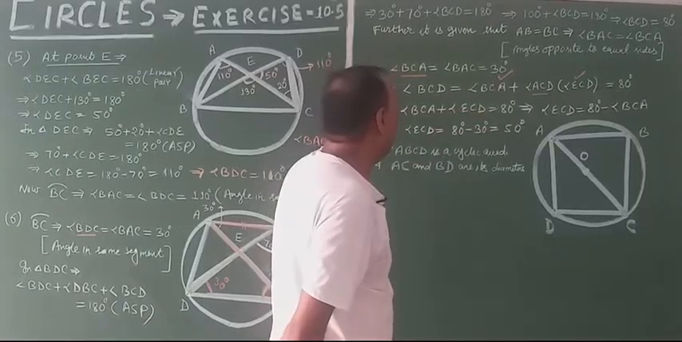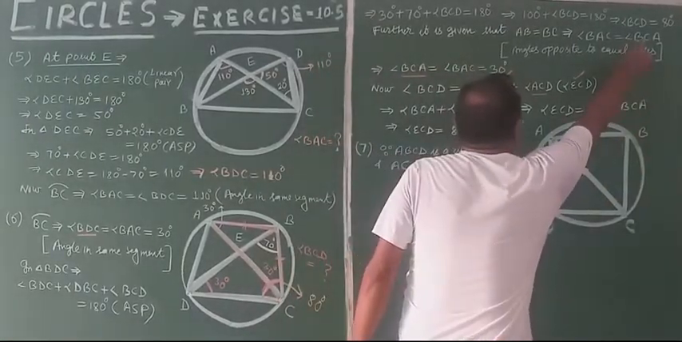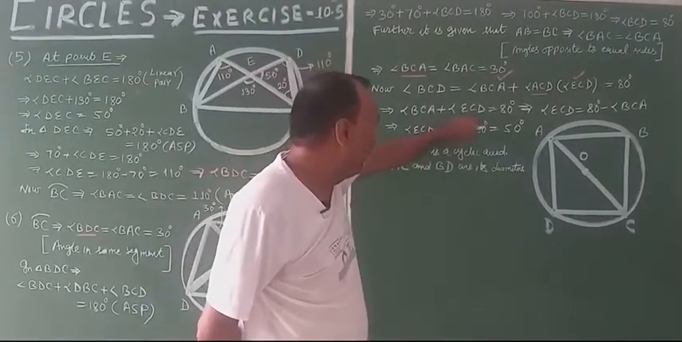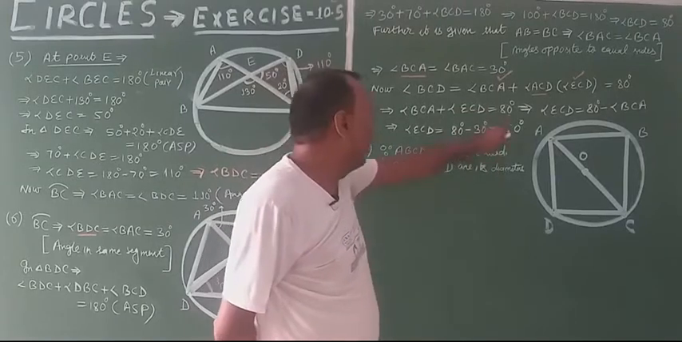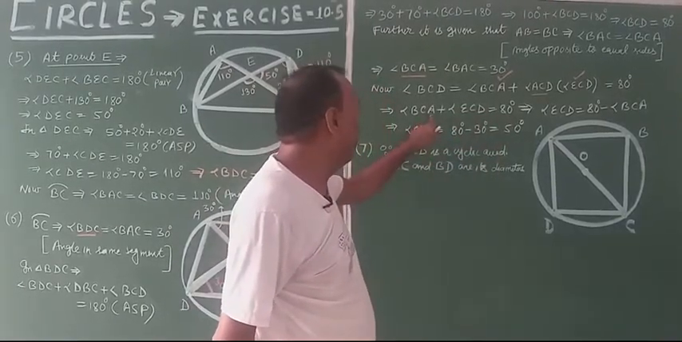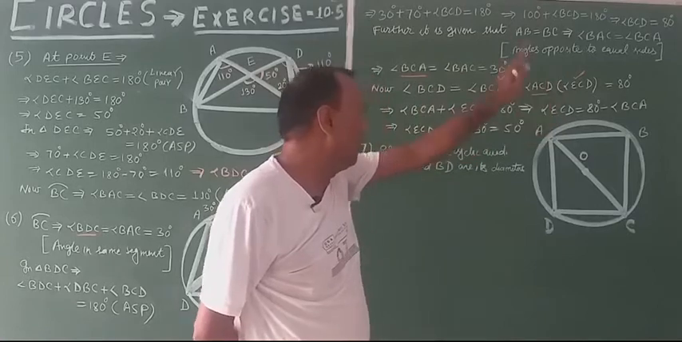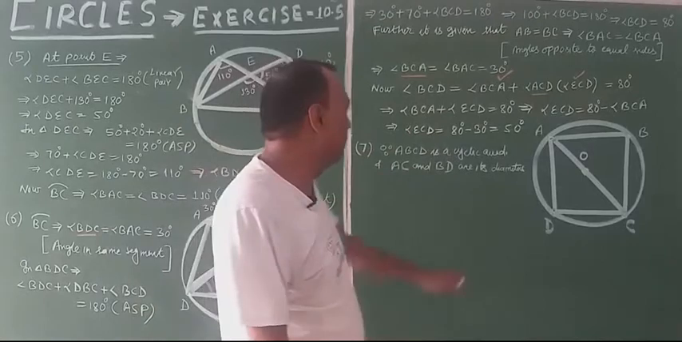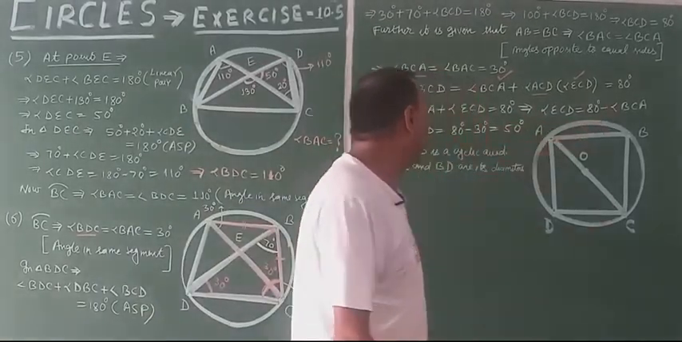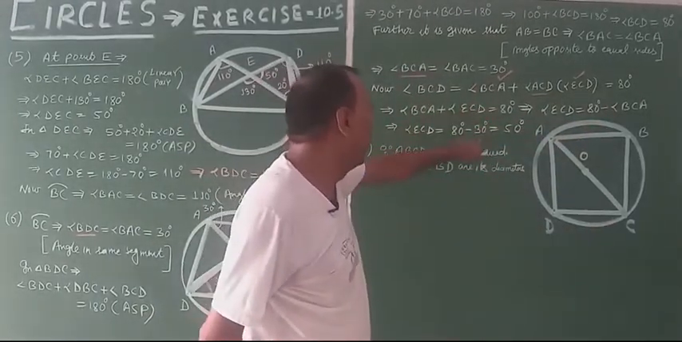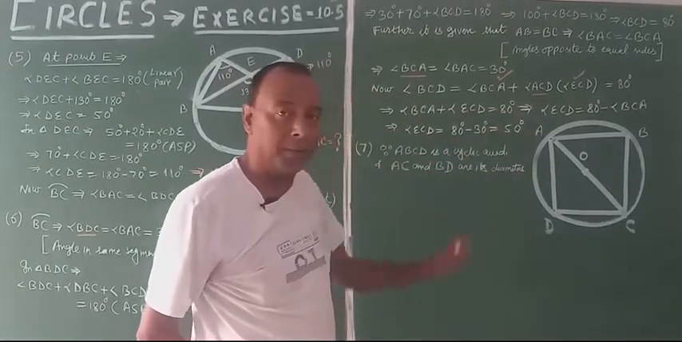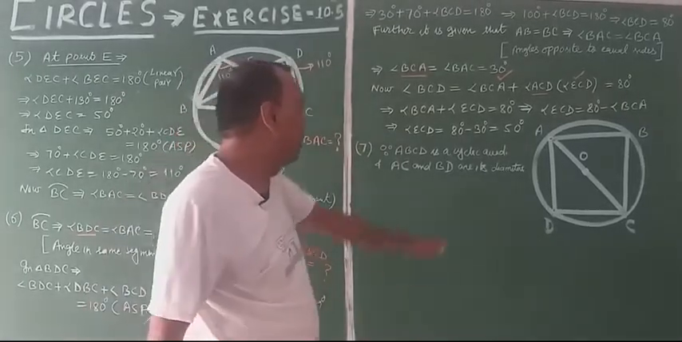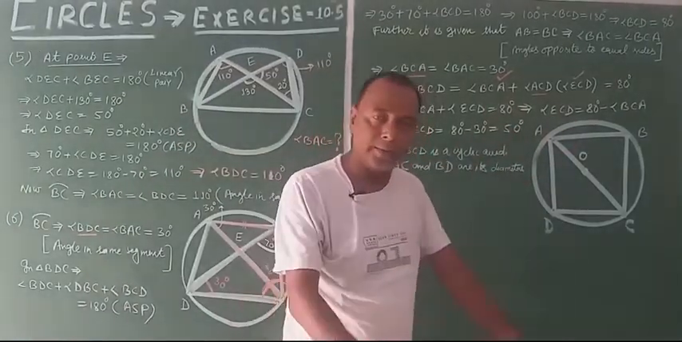And what is the value of angle BCD? Here we have found it to be 80 degrees. Therefore angle ECD will be equal to 80 degrees, and BCA, when it goes to that side, will be subtracted. It means angle ECD is equal to 80 degrees minus angle BCA. BCA was 30 degrees. 80 minus 30 is equal to 50 degrees. So what is the value of angle ECD? This is 50 degrees. Is it okay?